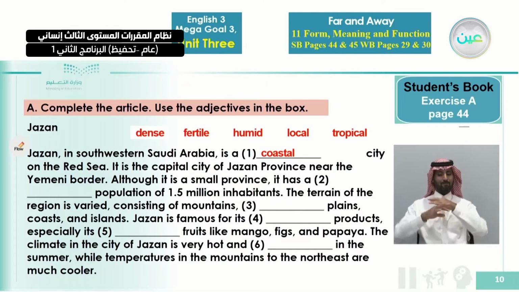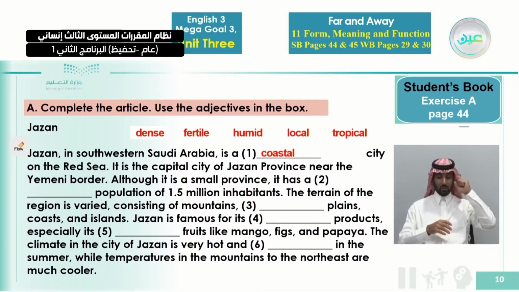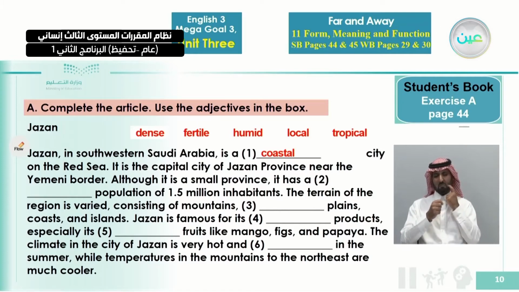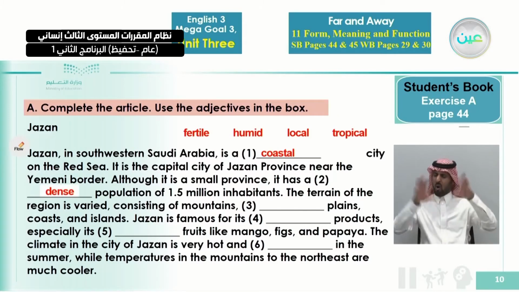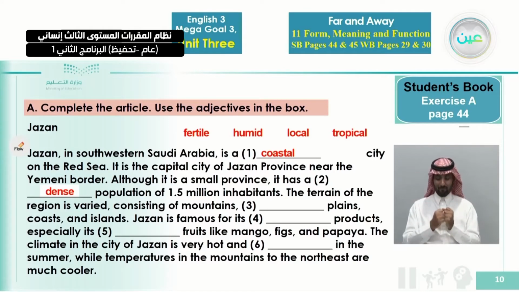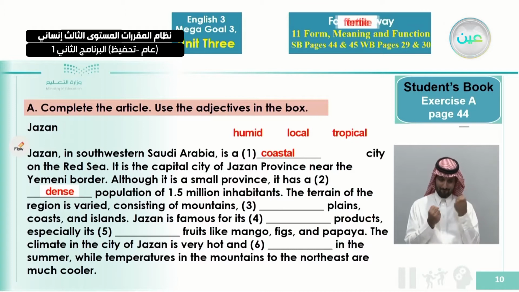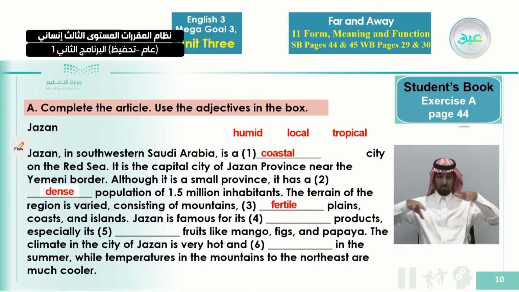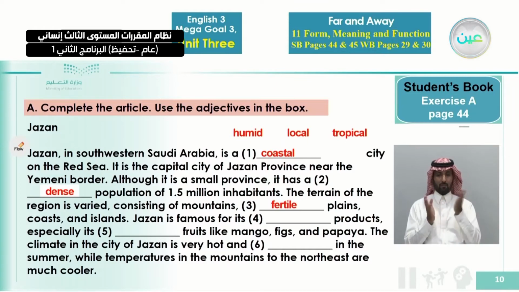Now next, the other sentence here says, it is the capital city of Jazan province near the Yemeni border. Although it is a small province, it has a, look at the noun it modifies, population of 1.5 million inhabitants. So population means the number of people who live in a city. So we can say here, dense. That means many people living in a small area. Next, the terrain of the region is varied, consisting of mountains, fertile plains, coast and islands.